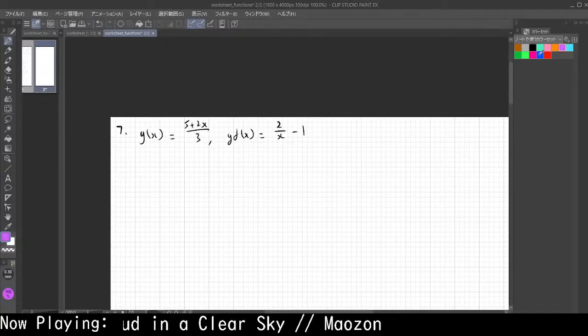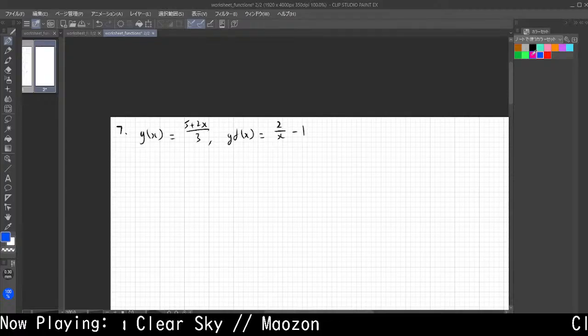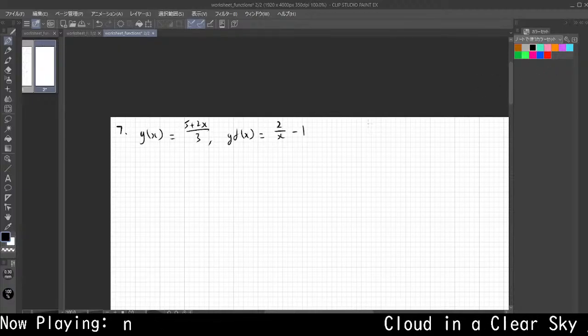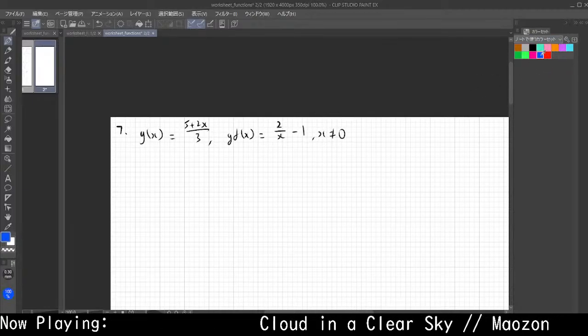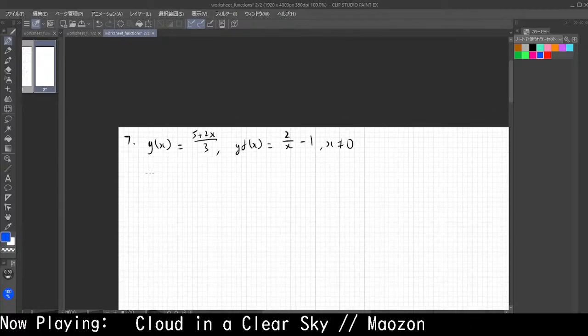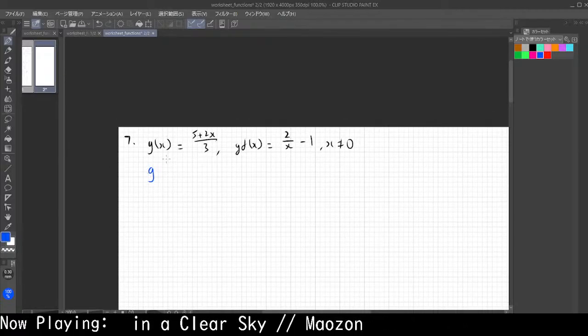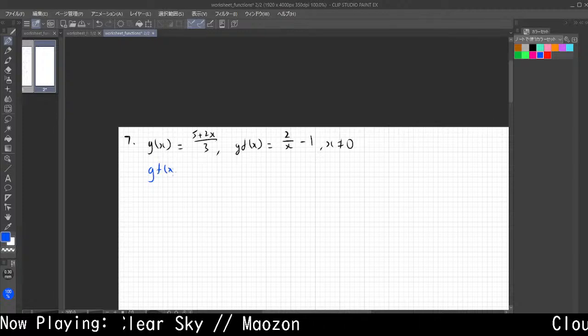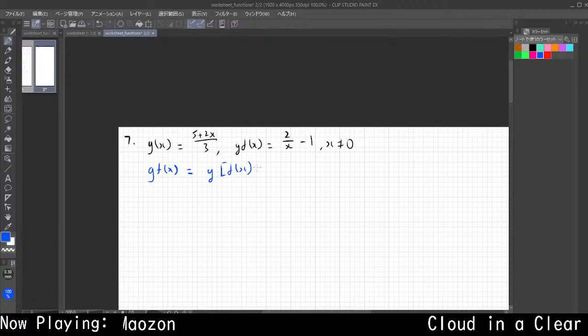Okay, continue. You are given g and gf. Here we want to find f(3) in this case. Let me just write it properly. x not equal to 0. You want to find f(3), so you're given g, and you want to find gf. gf(x) is the same as writing g bracket f(x).